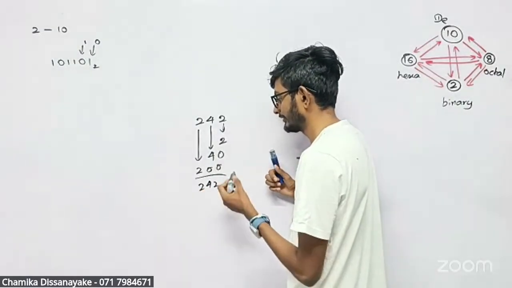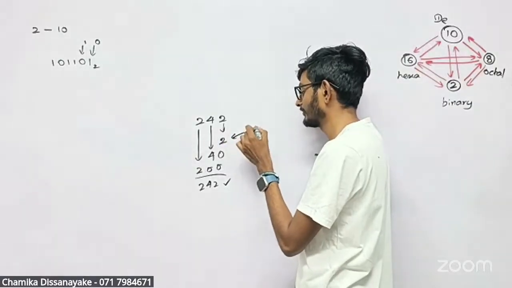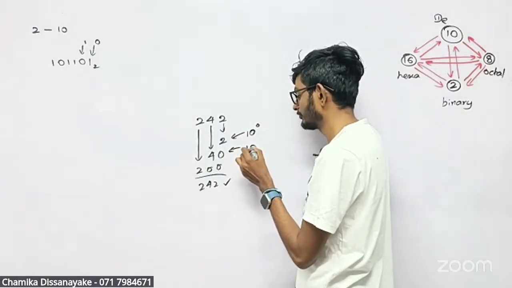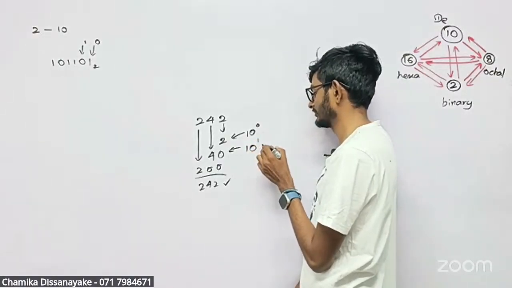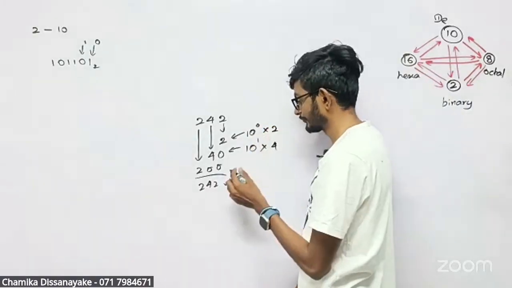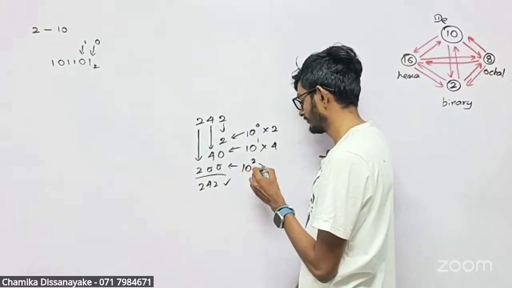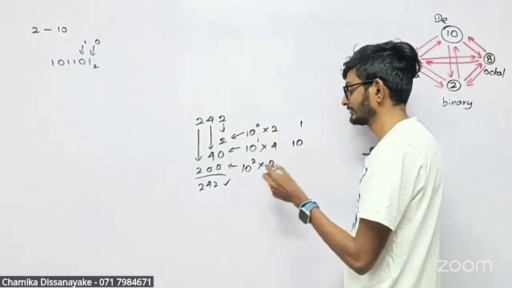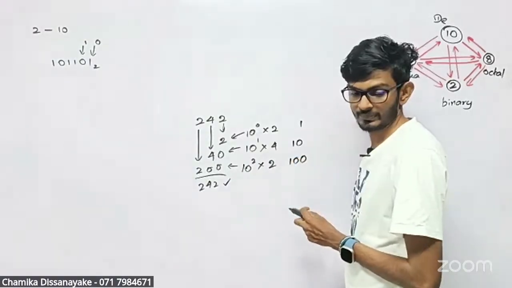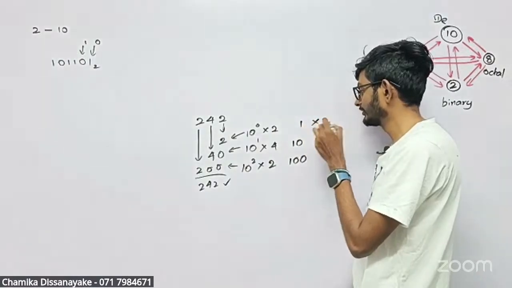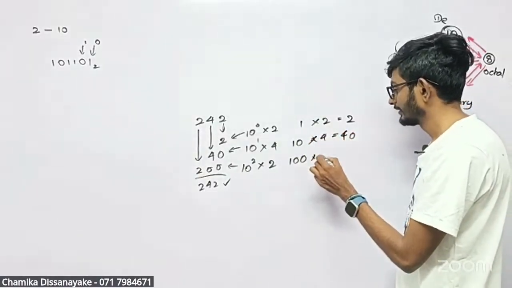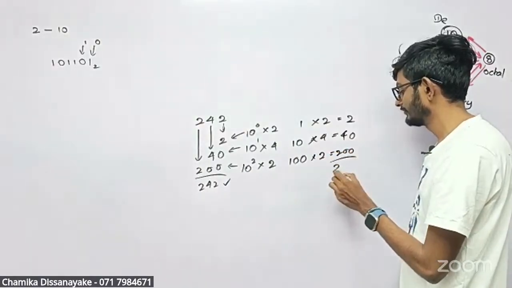So likewise, guys, this 2 will come by 10 to the power 0th value. This one is 10 to the power 1st value multiplied by 4. This one will come by 10 to the power second value multiplied by 2. Likewise, 10 to the power 0 means 1. 10 to the power 1 means 10. 10 to the power 2 means 100. So these things will be multiplied by the digits. Here 2 means number 2, 4 means 40, 2 means 200. So here we have 242.